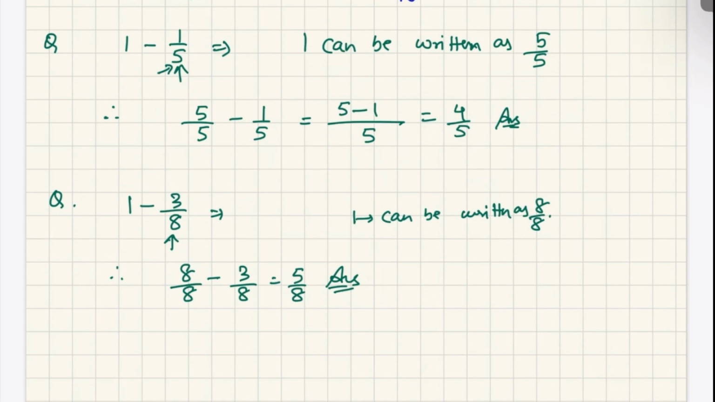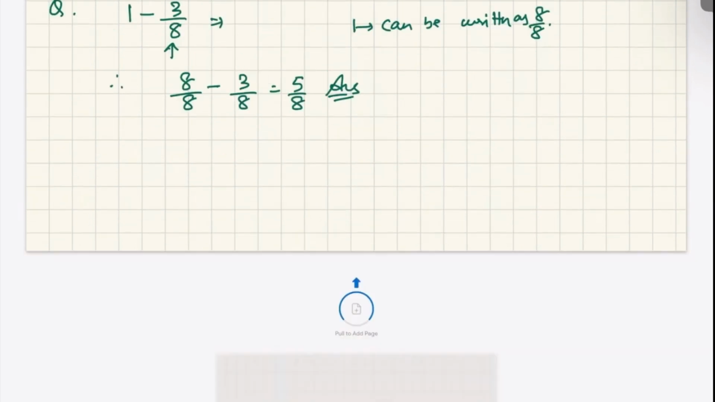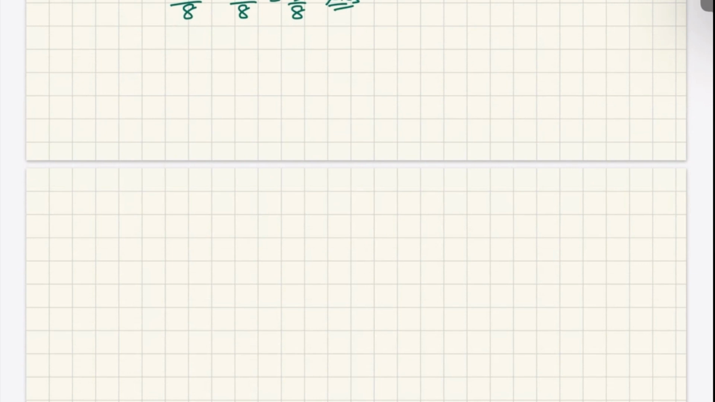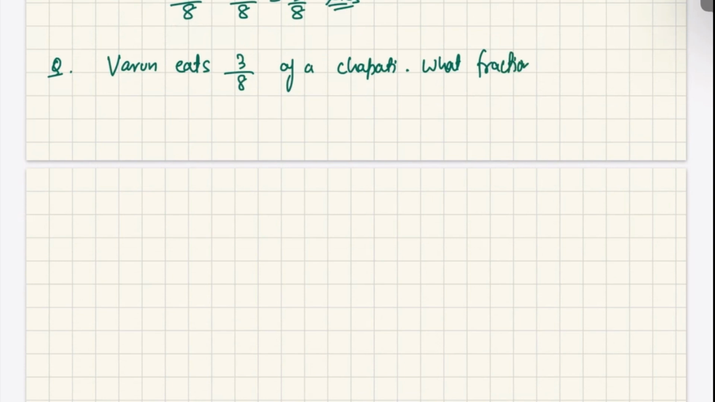Okay, there's a question. Let's try a word problem. I like this one. The question says, Varun eats 3/8 of a chapati, right? Varun eats some chapati. What fraction of the chapati is left? What fraction is left?